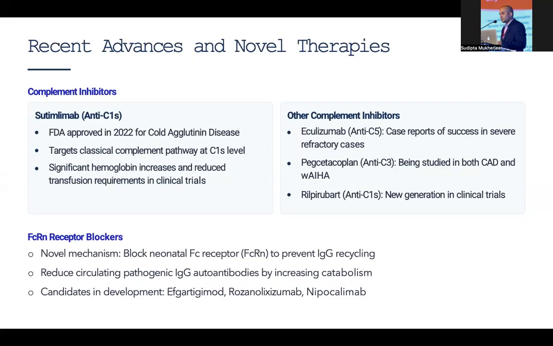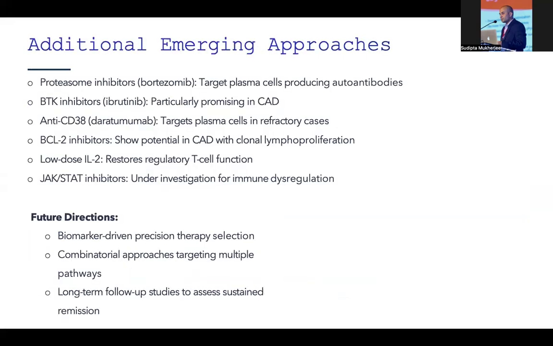These are new generation molecules, and you can also consider FcRn receptor blockers, which block the neonatal Fc receptor to prevent IgG recycling, reducing circulating pathogenic IgG autoantibody by increasing catabolism. Candidates in development like efgartigimod, nipocalimab, and others. Very difficult to pronounce, honestly, as an intensivist.